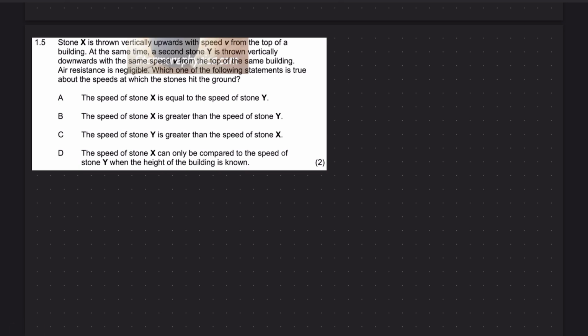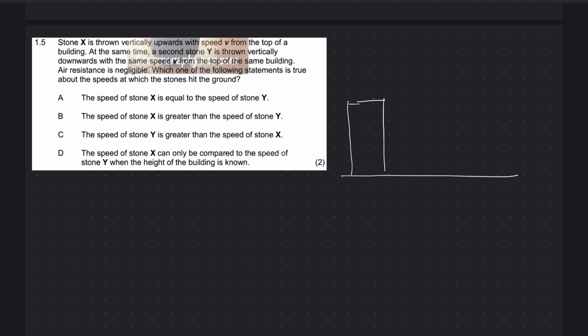Question 1.5. Stone X is thrown vertically upward with speed V from the top of a building. At the same time, a second stone Y is thrown vertically downward with the same speed V from the top of the same building. Air resistance is negligible. Which one of the following statements is true about the speeds at which the stones hit the ground? So let's draw a sketch.